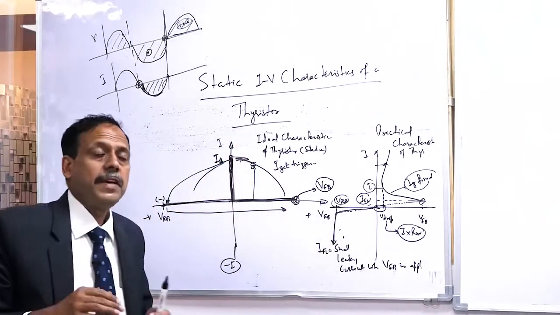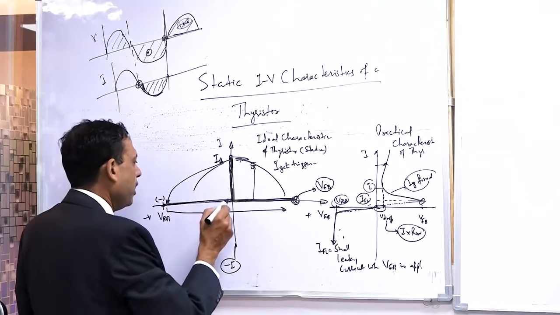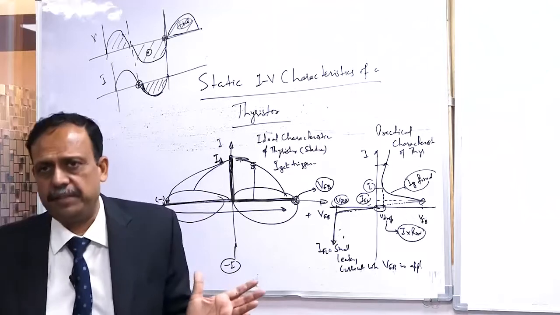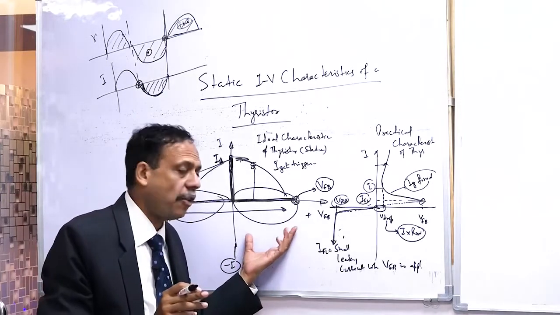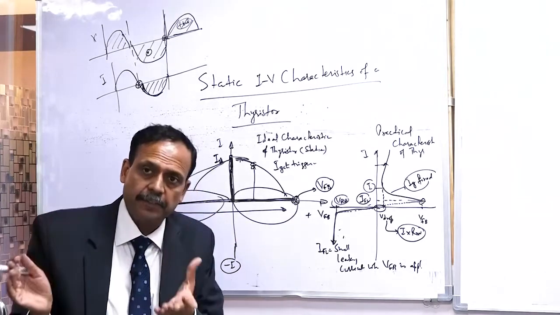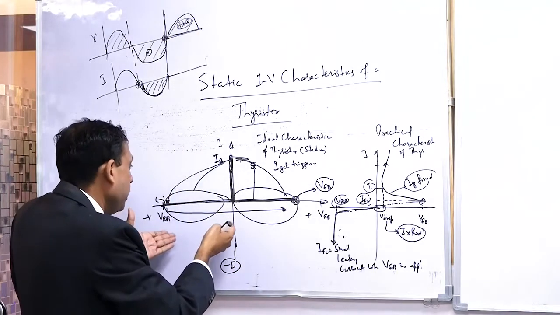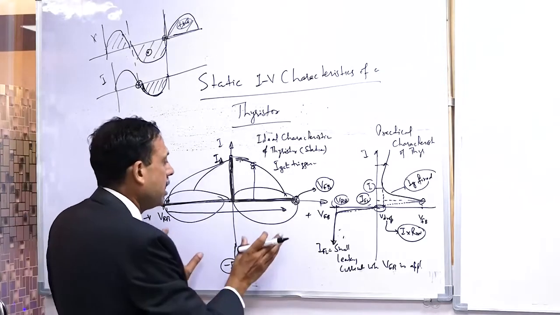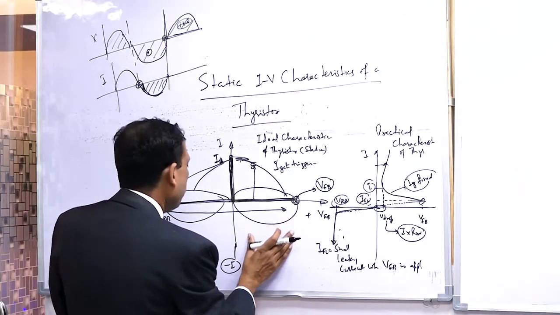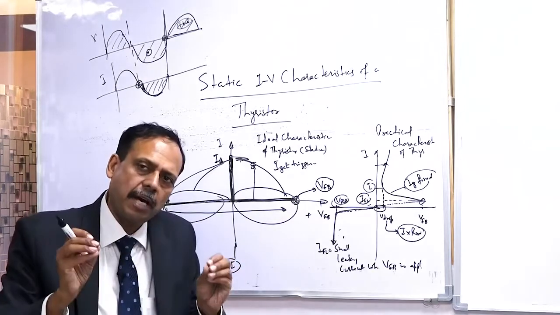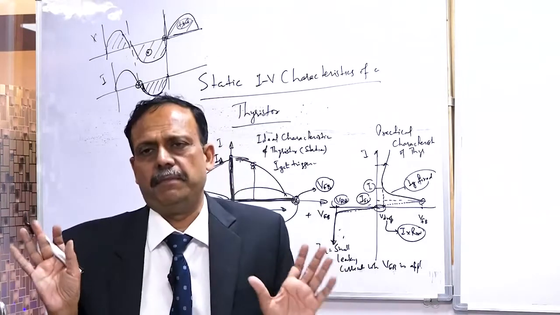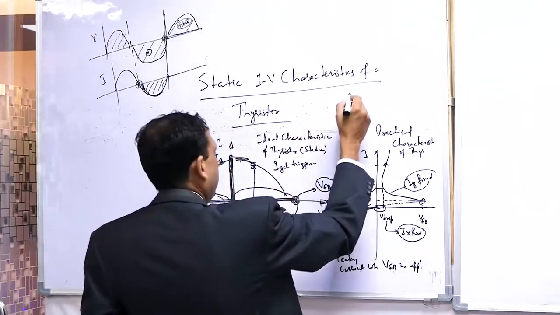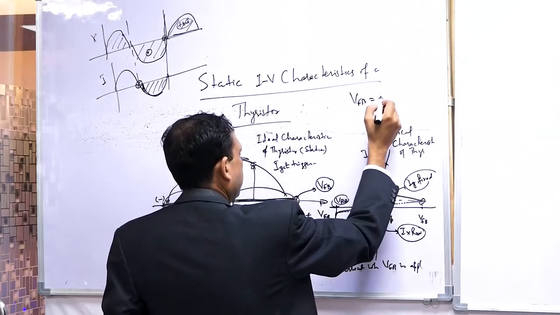One thing is very interesting: the physics of the reverse voltage and the physics of the forward voltage of a thyristor are entirely different. How the thyristor blocks the forward voltage is entirely different physics from how it blocks the reverse voltage. But for a thyristor, generally the forward and reverse voltage blocking capabilities are more or less the same, about 90 to 95%.